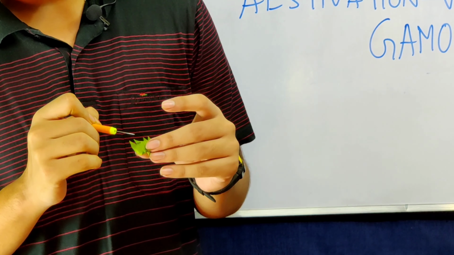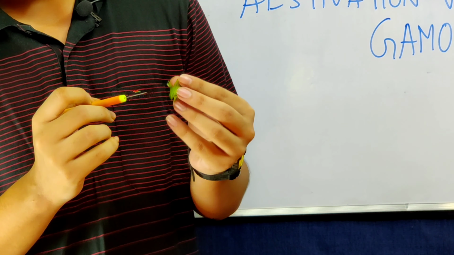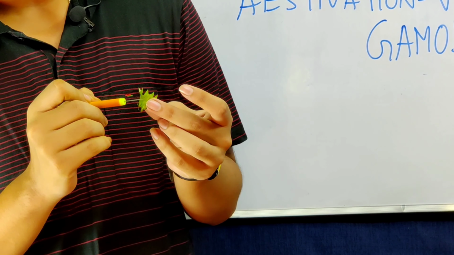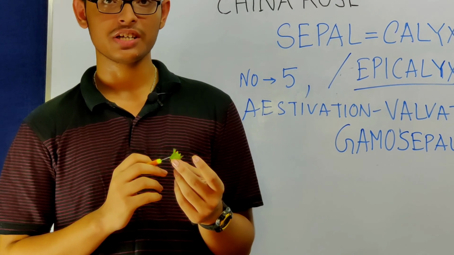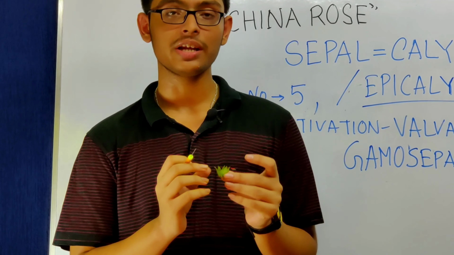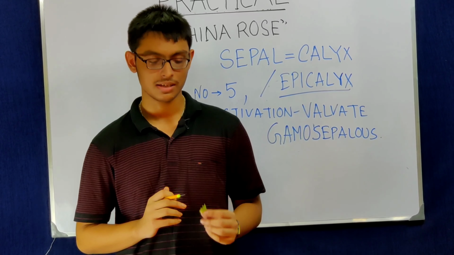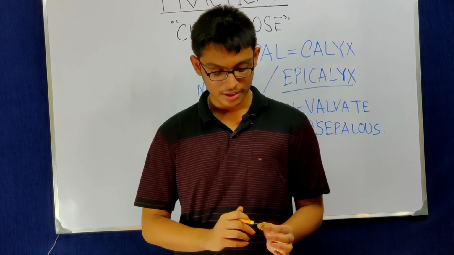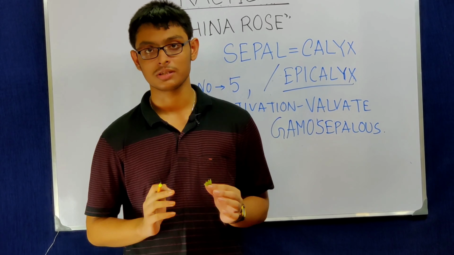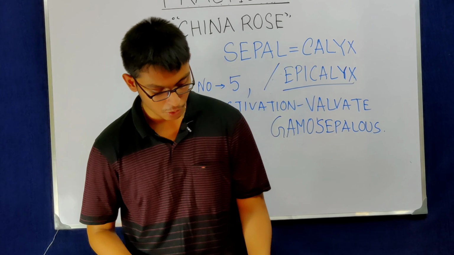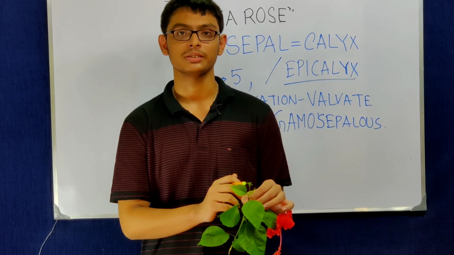It has, you can see, 5 sepals and these are fused together, so it is called gamosepalous. Its aestivation is valvate because the sepals are joined end to end and form a tubular structure. The function of calyx, number 1, it is green in color, so it prepares food by photosynthesis. And number 2, it protects the flower when it is in bud condition.